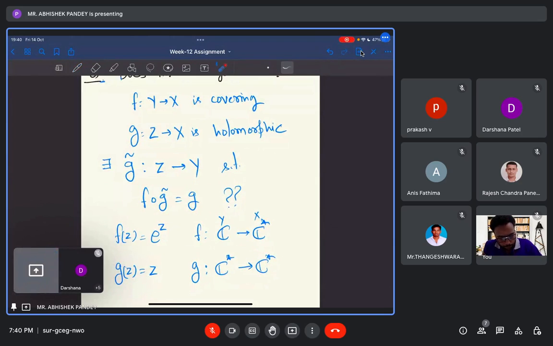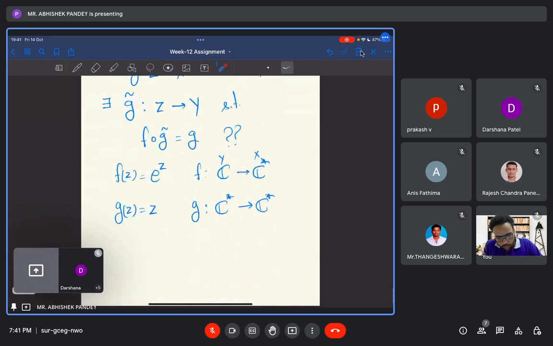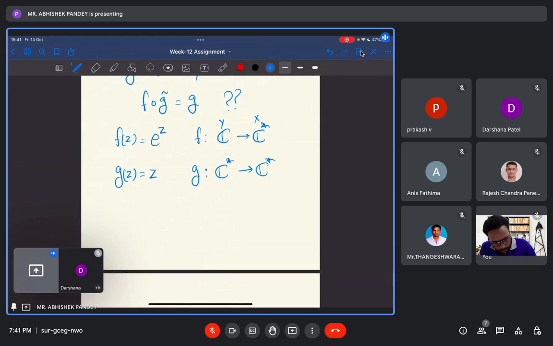See here, the covering is already a continuous map and it is holomorphic, so in particular it is continuous. So can this continuous function g tilde exist or not? Does such a function exist? Let us see. We need g tilde such that f composed with g tilde is g. One such candidate is g tilde(z) equals log z, that is, ln of mod z plus i times the argument of z.